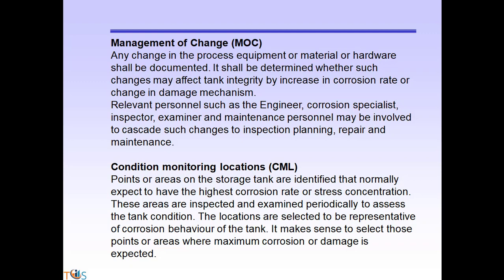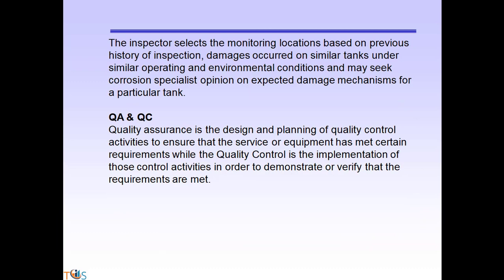Condition monitoring locations, CML: points or areas on the storage tank that are normally expected to have the highest corrosion rate or stress concentration are identified. These areas are inspected and examined periodically to assess the tank condition. The locations are selected to be representative of the corrosion behavior of the tank. It makes sense to select those points or areas where maximum corrosion or damage is expected.